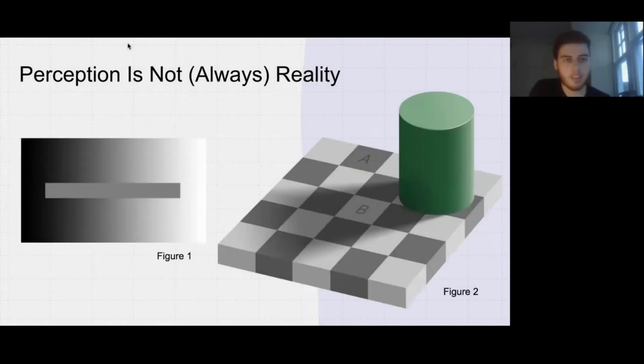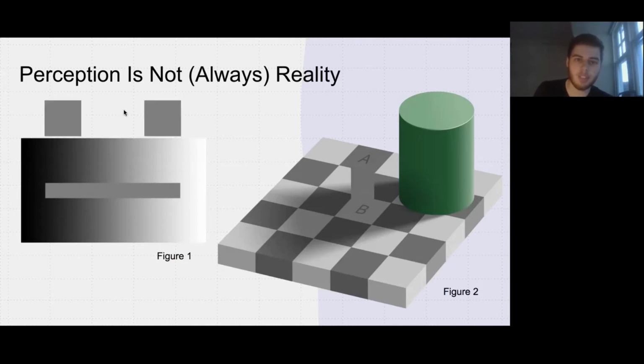I want you to compare the left and right sides of the center bar in figure 1. Now look at figure 2. What's the difference between squares A and B? Unless you've seen these optical illusions before, you probably said one side or square was darker, while the other was lighter. You can probably guess what we're about to show you next.